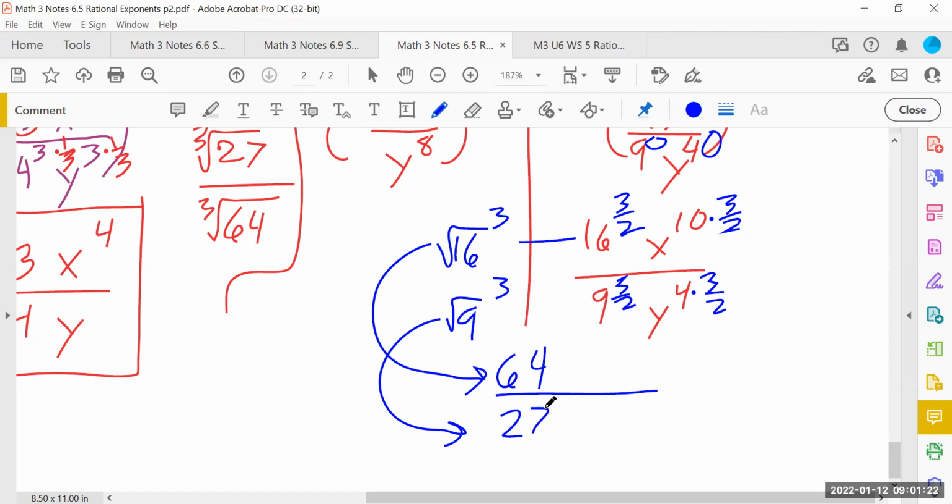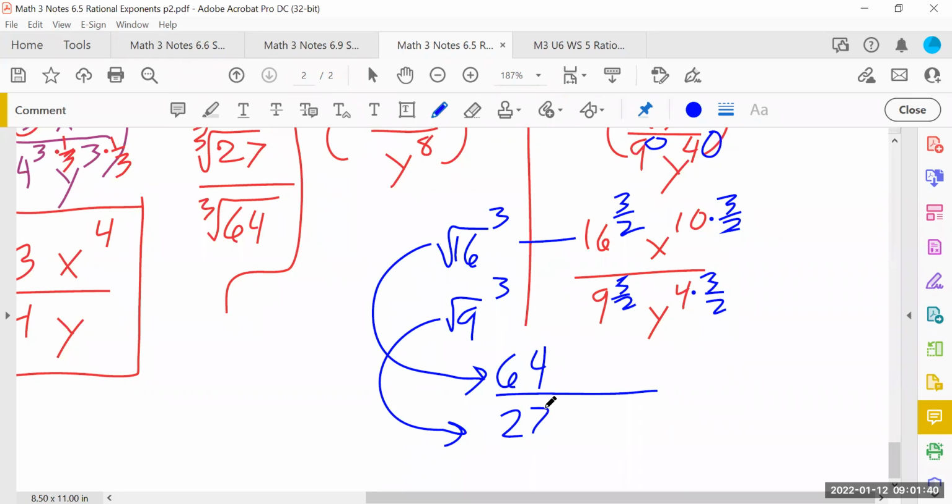Okay, so I'm hearing some mumblings. Let's make sure we're following what's going on here. So I took the 16 and the 9. Both of them got raised to the 3/2 power. The 2 on the bottom is a square root, right? Square root of 16, square root of 9. Both of them raised to the 3rd power. Does that make sense?